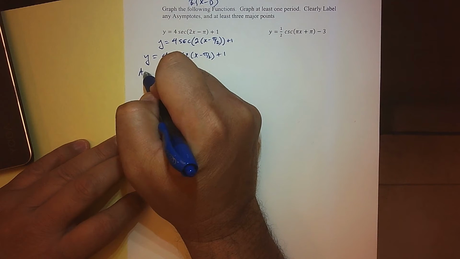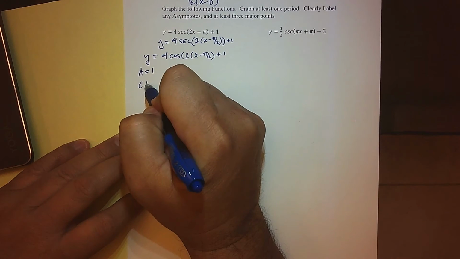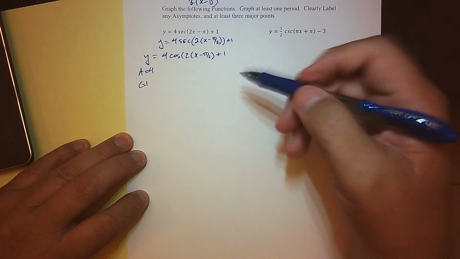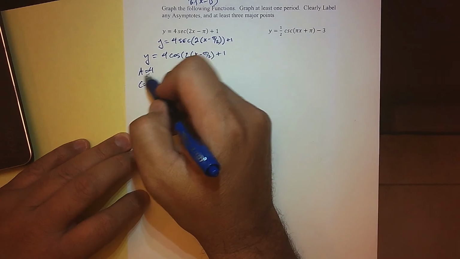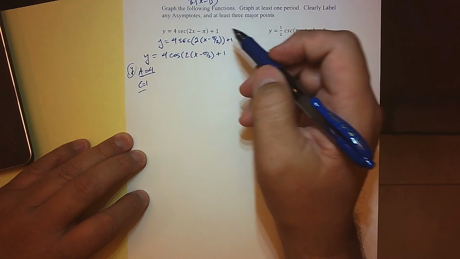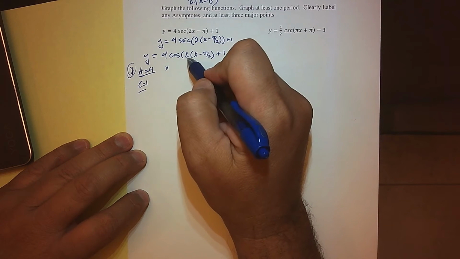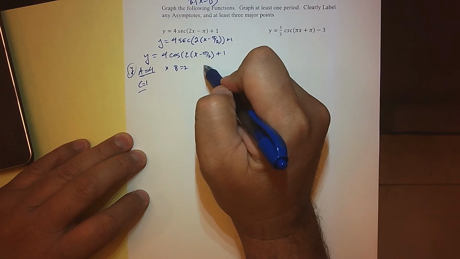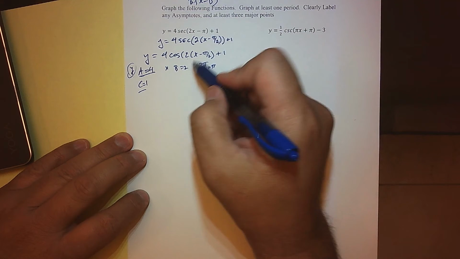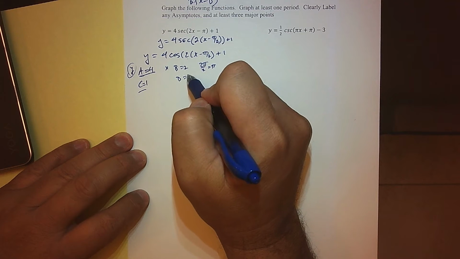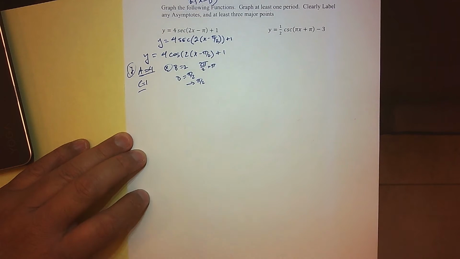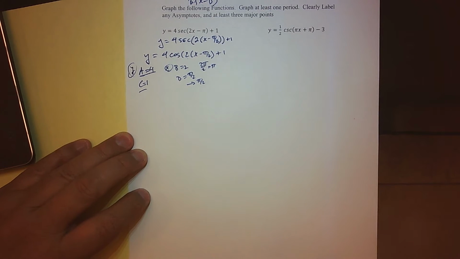So for this analysis, A is 4 and C is 1. All right, so we have an amplitude change and we're shifting things up by 1. So that's all the stuff impacting Y. Impacting X, well, B is equal to 2. So we have a new period, right, of 0 to pi. And D is equal to pi over 2, so we're shifting right pi over 2. So that's all the things that are impacting X.